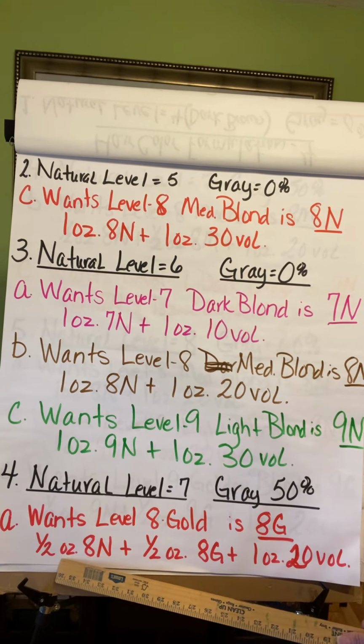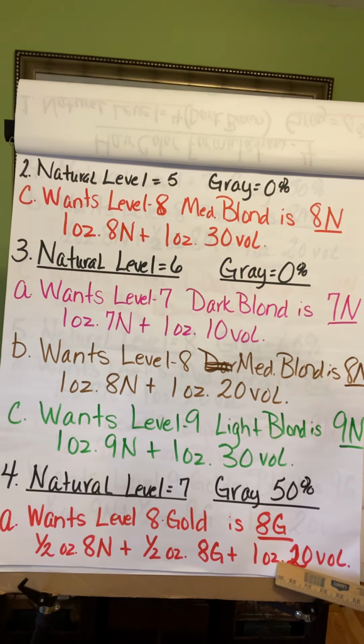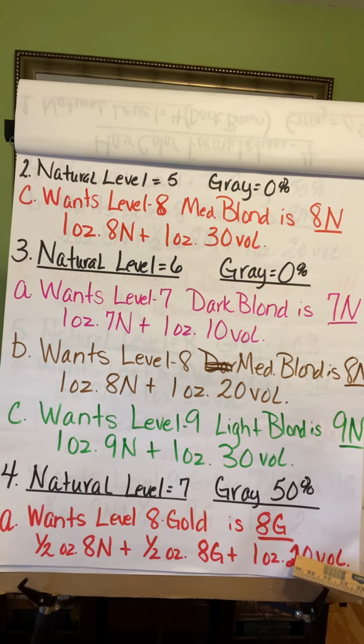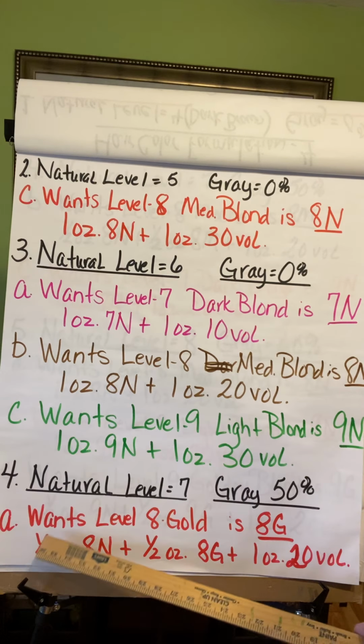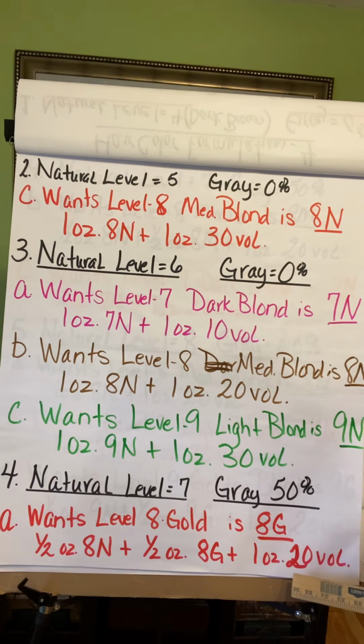So your formula is 1/2 an ounce of 8N plus 1/2 ounce of 8G plus 1 ounce of 20 volume developer, because I'm covering gray and I want it to be completely covered. With 50% gray, you have to use 20 volume developer to cover it completely. Even though you're just moving up one step, 10 volume is not going to cover it, because you have to open that cuticle up. Gray hair is resistant. You have to open it up so the pigment will deposit. So the formula is 1/2 ounce of 8N plus 1/2 ounce of 8G plus 1 ounce of 20 volume developer.